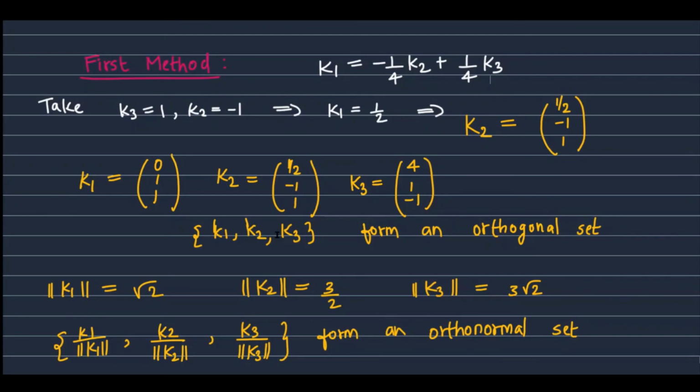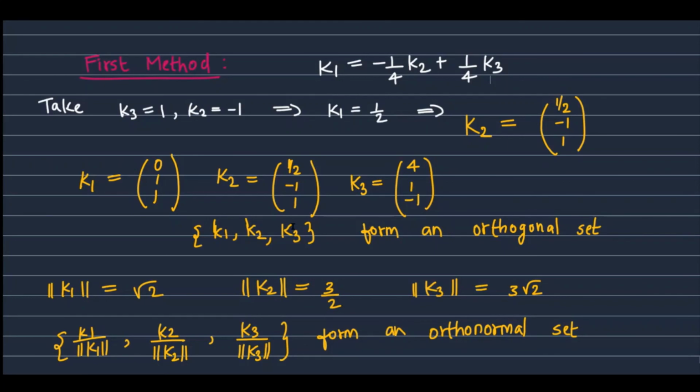So k1, k2, k3 form an orthogonal set. So by appropriately choosing the values of k1, k2, k3, we can get an orthogonal set of vectors. Now they are orthogonal. To find an orthonormal set of vectors, we have to divide these vectors by their norm. We can see that norm k1 is root 2, norm k2 is 3 by 2 and norm k3 is 3 by root 2. So k1 by norm k1, k2 by norm k2 and k3 by norm k3.